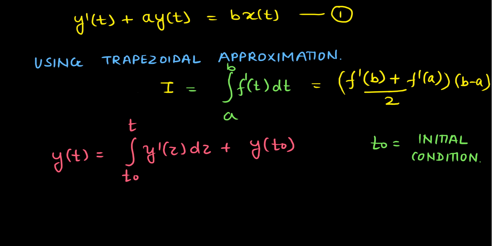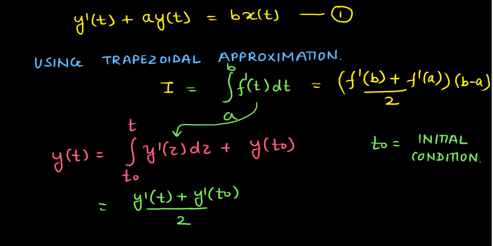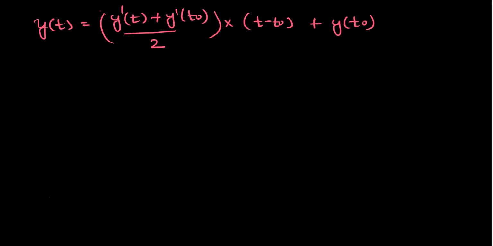Using this trapezoidal approximation for this integral, we can write it as y dash of t plus y dash of t naught divided by 2 multiplied by t minus t naught plus y of t naught. So what we have is y of t is equal to y dash of t plus y dash of t naught upon 2 into t minus t naught plus y of t naught.